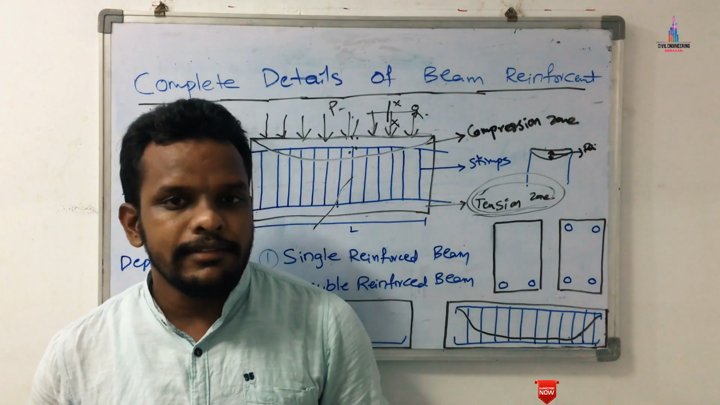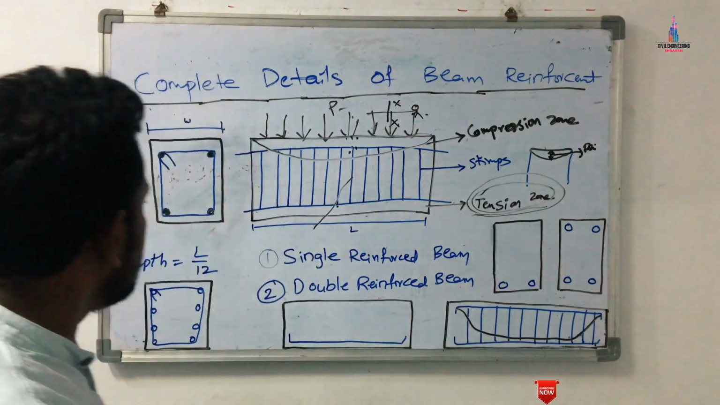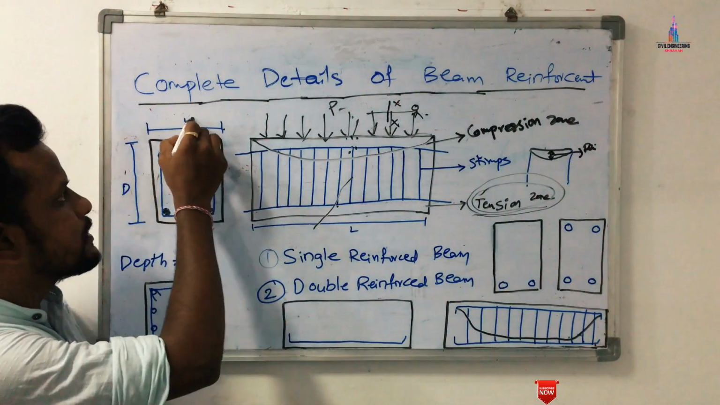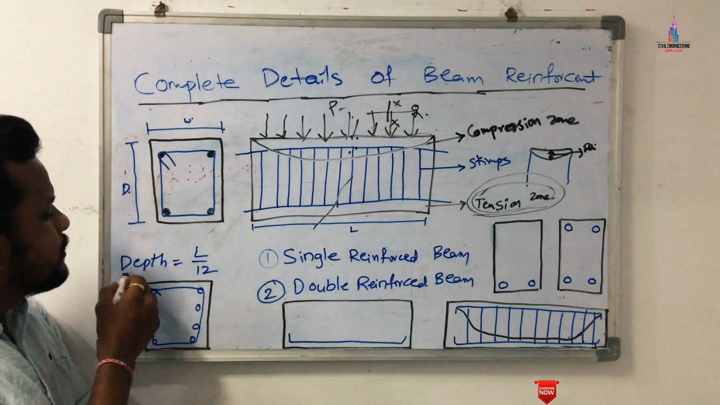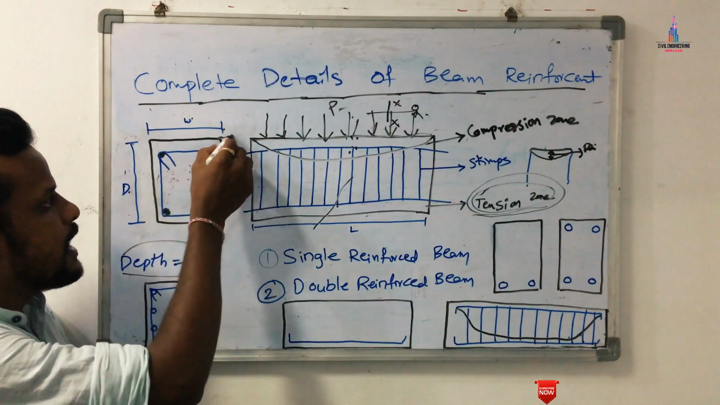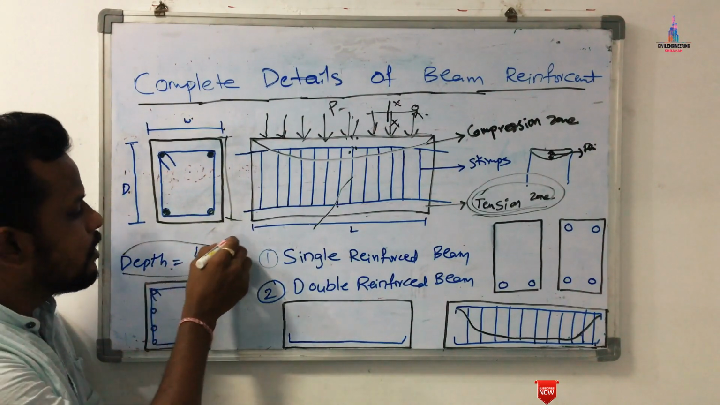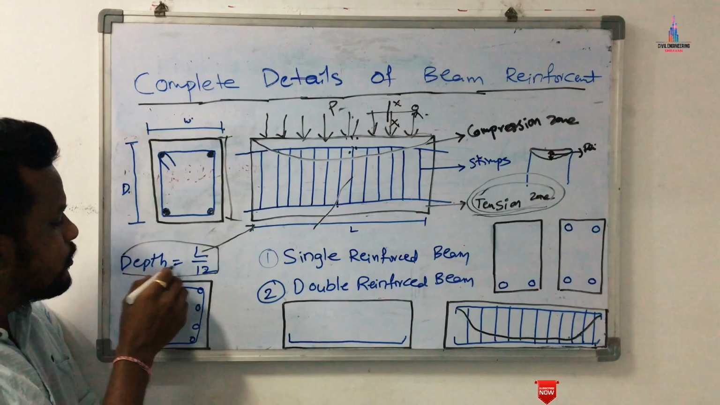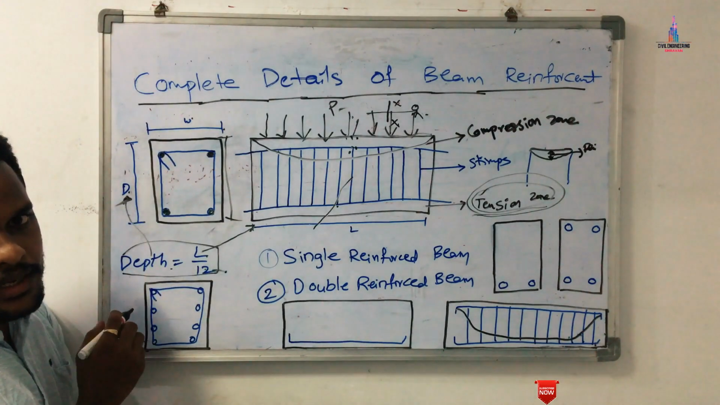Okay, before that I will explain how to consider the depth of the beam. First, let us consider this is the beam. I am considering the width here, and the depth here. The depth of the beam, D, equals length divided by 12, where L is the length of the beam and 12 is the factor. Concentrate on these respective values.